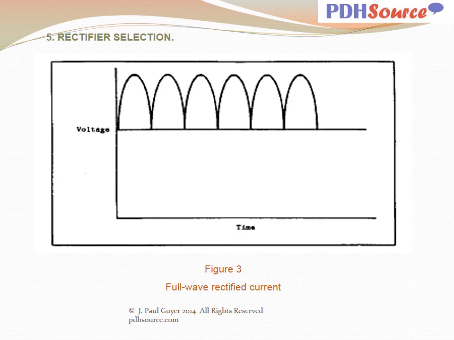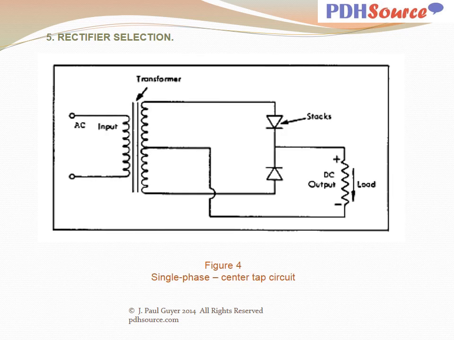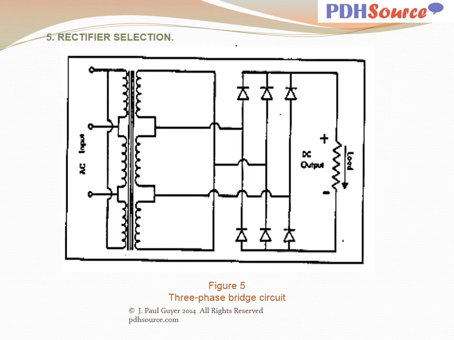Figure 3 indicates the full wave rectified current. Figure 4 is a schematic for the single-phase center tap circuit. Figure 5 indicates the 3-phase bridge circuit schematic.